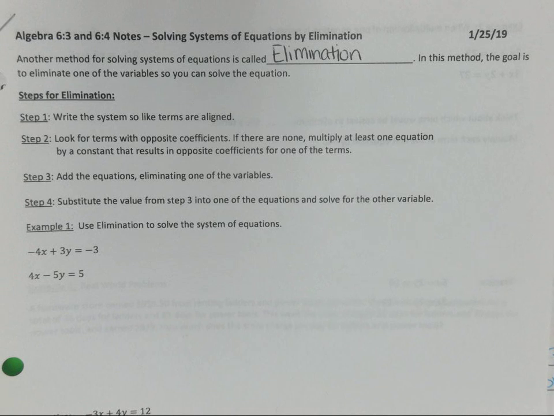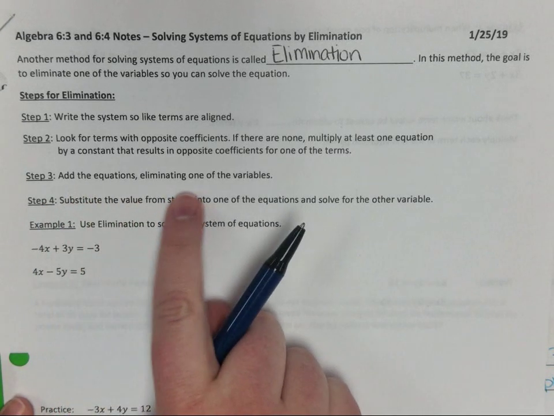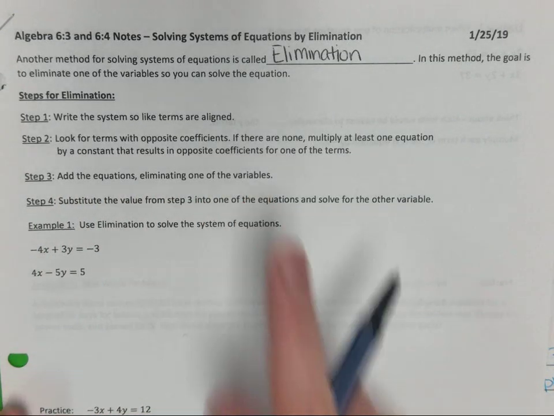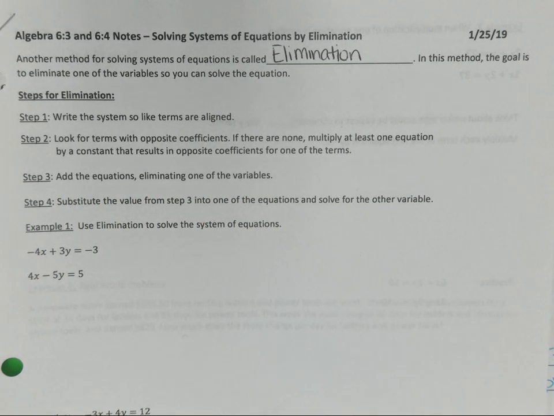What are the coefficients? Numbers in front of the variables. So if it has 3x, what's going to be the opposite of 3x? Negative 3x. Because what do you know about 3x's and negative 3x's? They cancel each other out. That eliminates it. Okay? Step 3, add the equations, eliminating one of the variables. So instead of plugging in, this time we're going to literally just add them. It's going to be like a giant addition problem. Then we're going to substitute, just like we did earlier, to find the final variable.